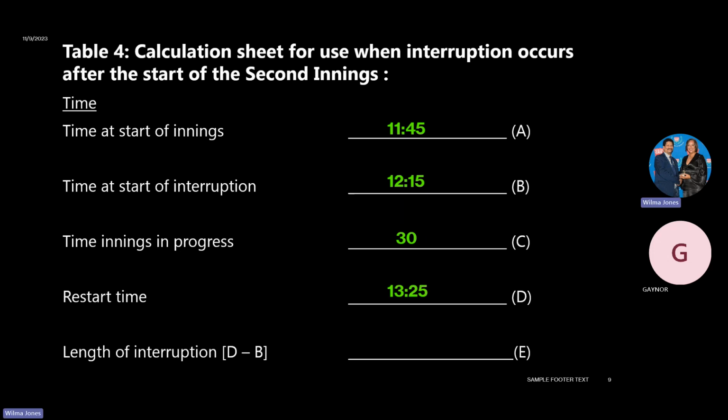So now to determine the length of the interruption, we take the restart time, which is D, and subtract the time of the start of the interruption, which is B. Would you like to do that calculation? I would take 13:25 and subtract 12:15 from that. That would be 70 minutes, an hour and 10 minutes. That is 100% correct.